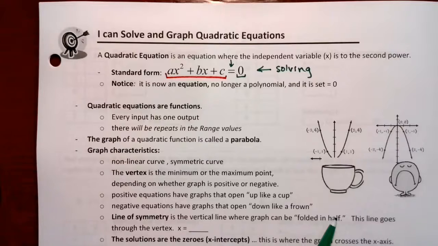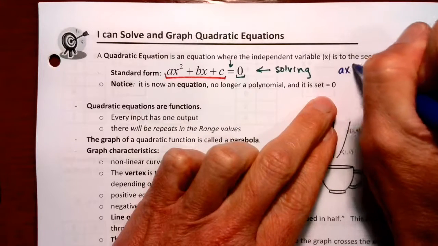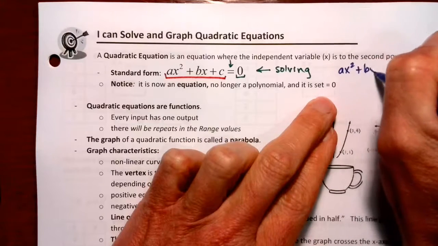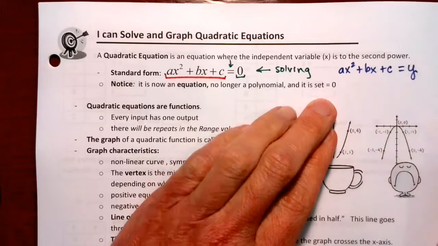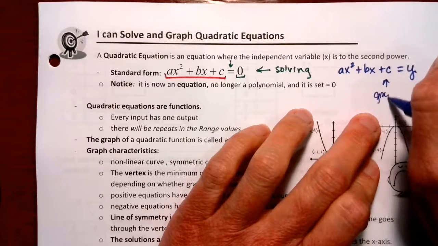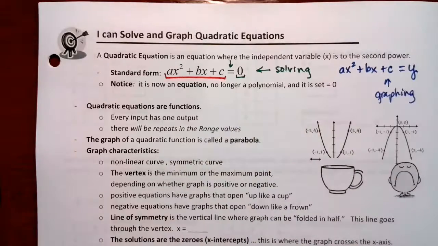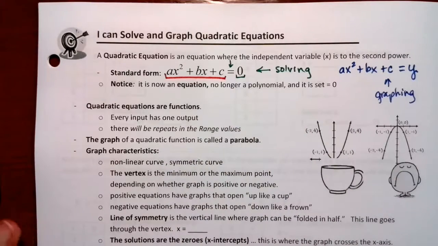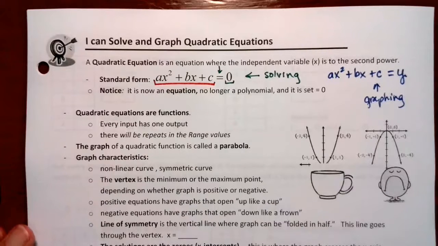If you wanted to graph the quadratic and see what it was like as a function, you could say ax squared plus bx plus c is equal to y. And this would be when you are graphing and looking at the quadratic as an equation. So we're going to do some fun stuff on Desmos this week in class that I want you to take a look at and understand what we're talking about here.